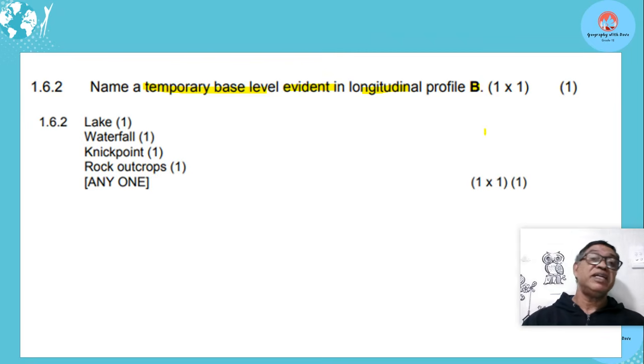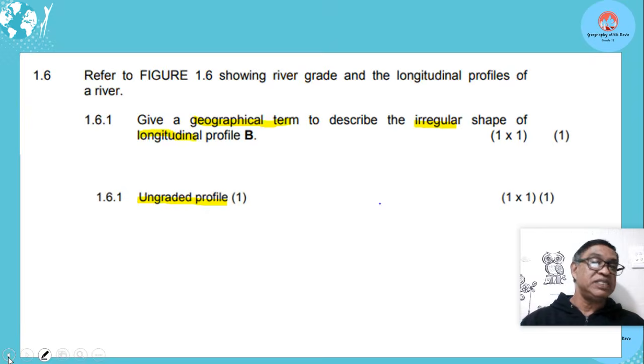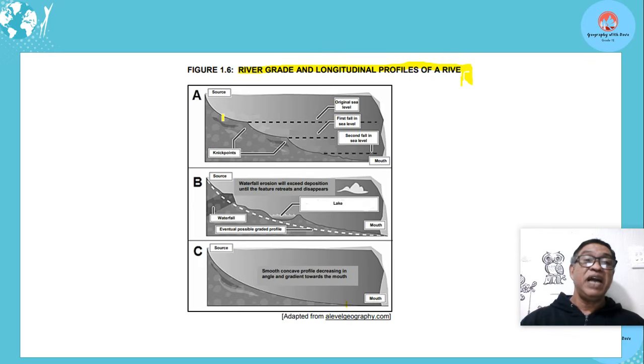Note here, the examiner is not trying to be funny, but he's bringing your focus to it. Profile B. So let's go here and check. What is the examiner meaning? Can't be A, no. It has to be B. All right. So we look at what's found here. The waterfall, the lake, these are the things that are found.